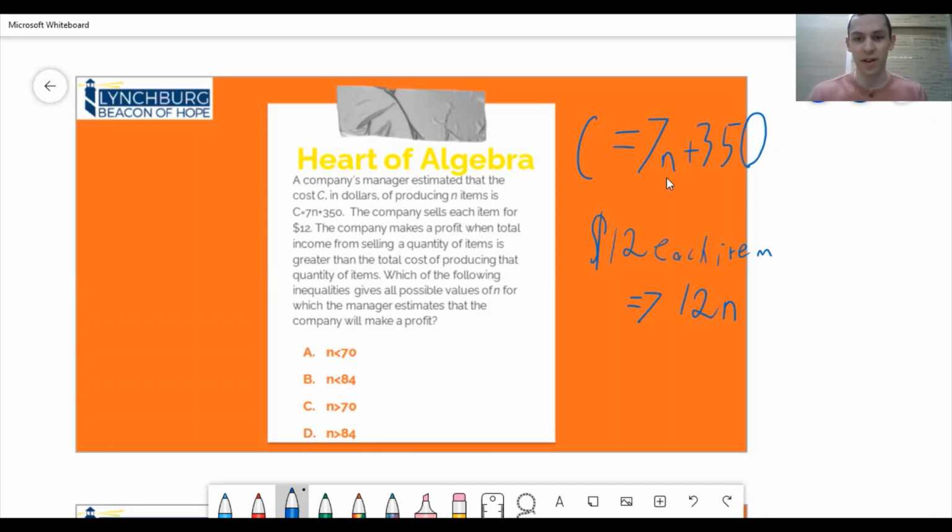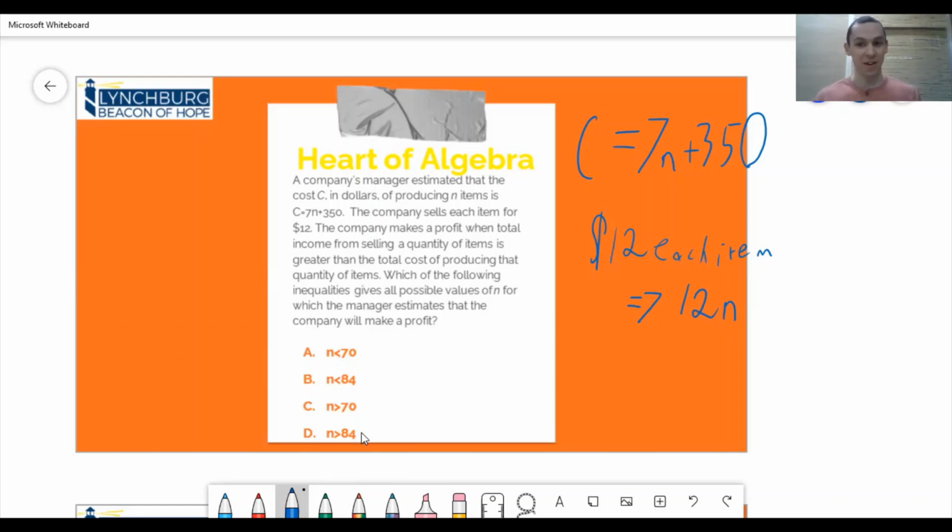So this is how much we spend, this function. This is how much we earn, or the company earns anyway. So when this function, when our values start to be greater on this one than they are in this one, we start to make a profit. So that's what we're looking for. And these values down here, we're trying to figure out which one accurately represents if we sell more than this number of items or this number of items. That's when we start to make a profit. We just have to figure out which of those numbers it is, and then which of these inequalities accurately represents that.